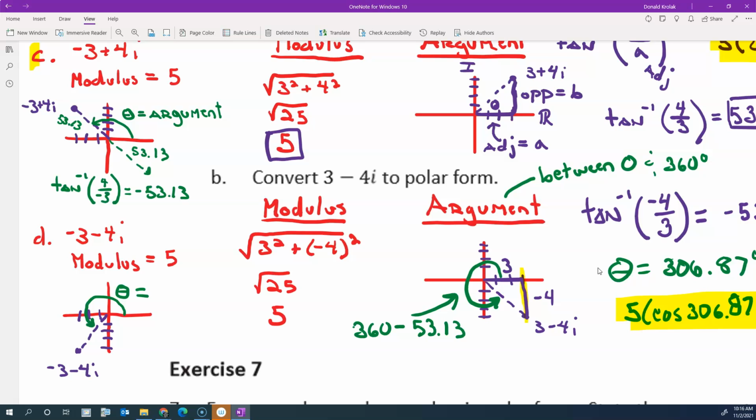So I'm going to go 180 take away 53.13. 180 minus 53.13. And that angle's 126. So that's your argument.